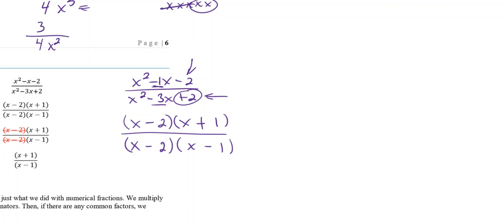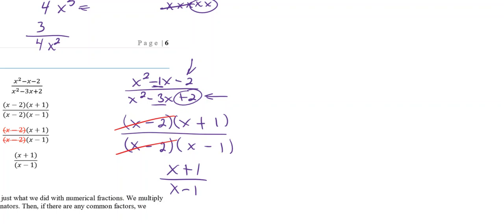Now, this is the part I like the most. Once you get it set up this way, once you've factored it, you've kind of done the hard part, and then you get to just start canceling things out, right? Because we have x plus 2 and x minus 2 and x minus 2. We get to cancel those. And that's it. We're left with x plus 1 over x minus 1. So that's what our answer would be, right?